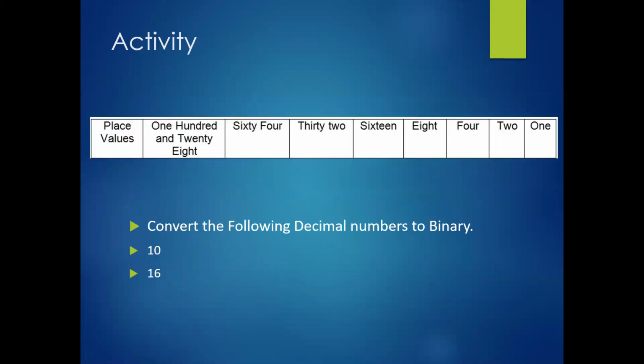Okay, a couple of activities now for Mr. B. I've got a couple of numbers here for you to do a wee conversion for me, Mr. B. What I want you to do is use that table and take 10 and convert it into binary, and 16.